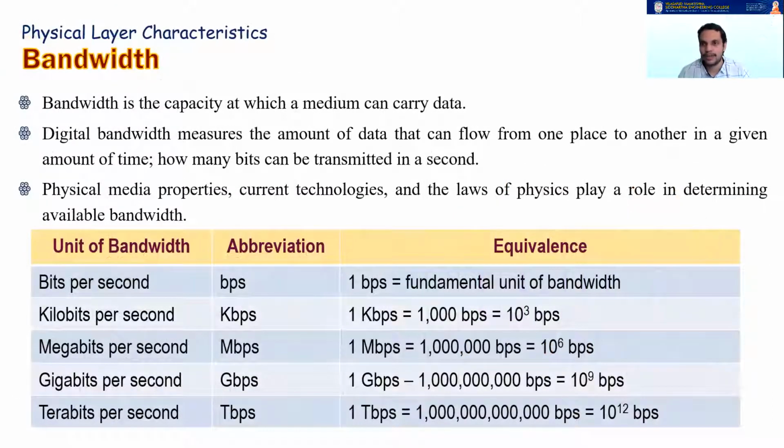And there are some terms that we usually associate with the physical layer, and the most important one of the lot is the bandwidth. You must have come across this term many times. What do you mean by bandwidth? Putting it in simple terms, bandwidth is the capacity at which a medium can carry data. Sometimes we also talk about digital bandwidth, which is the measurement of the amount of data that can flow from one place to another in a given amount of time. That means, simply put, how many bits can be transmitted in a second.